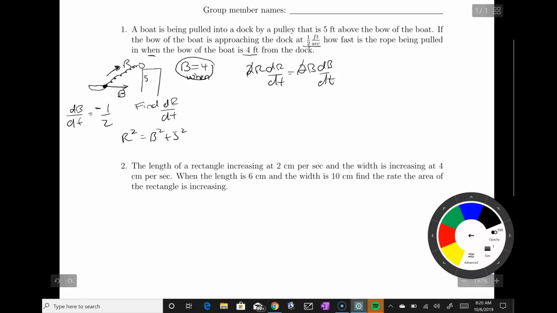And let's see what I can plug in. So I don't know R, and I don't know dr/dt, but that's my unknown. That's what I'm trying to find. B I know is 4. I can use that now because I've taken the derivative. And dB/dt I know is negative 1/2.